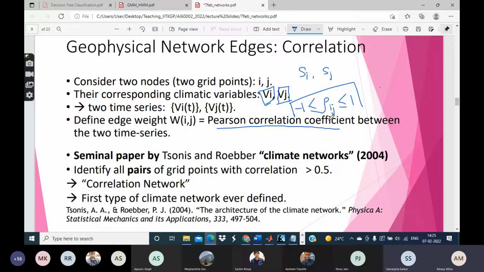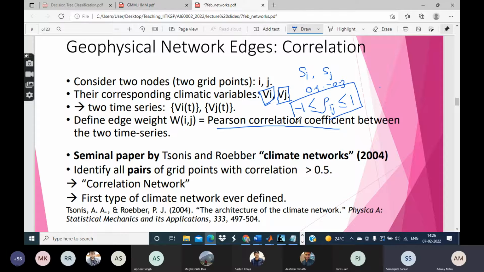Now +1 indicates that they are perfectly correlated. It means that whenever one of them increases, the other also increases accordingly, and when the first one decreases, the second one also decreases. And -1 means they are anti-correlated. That is, whenever one increases, the other one decreases accordingly, and vice versa. But usually those are extreme cases. These kinds of correlation coefficients are never achieved in any geophysical system. We usually deal with correlations in the range of, say, 0.4 to -0.3 or something like that. It's usually a weak signal.